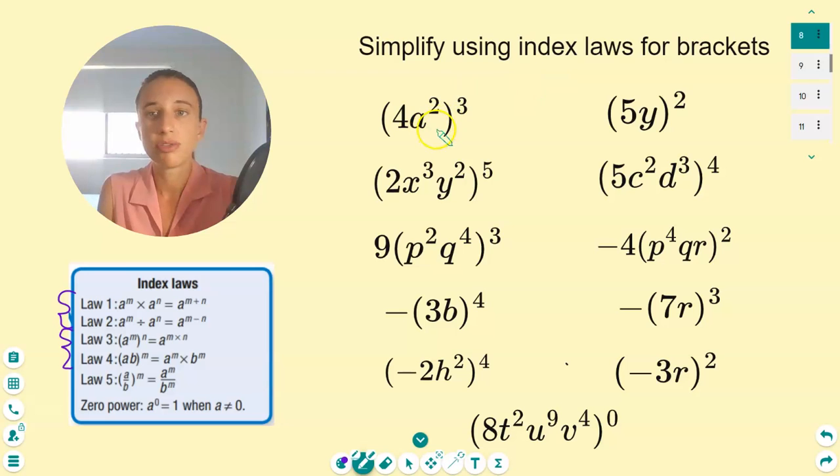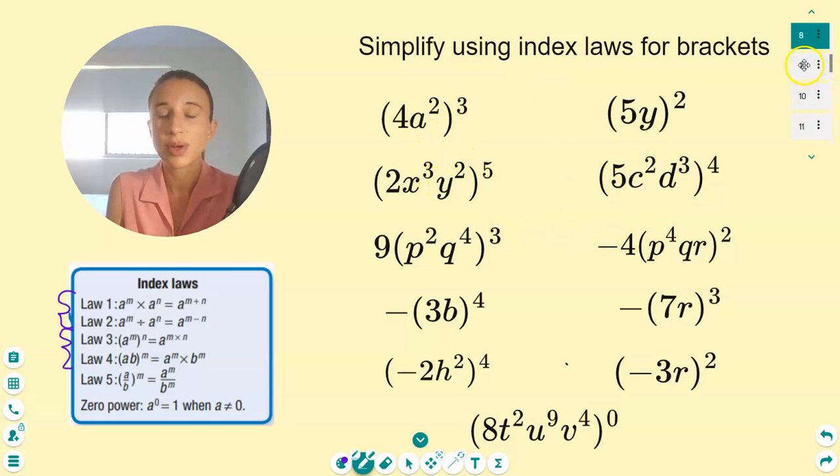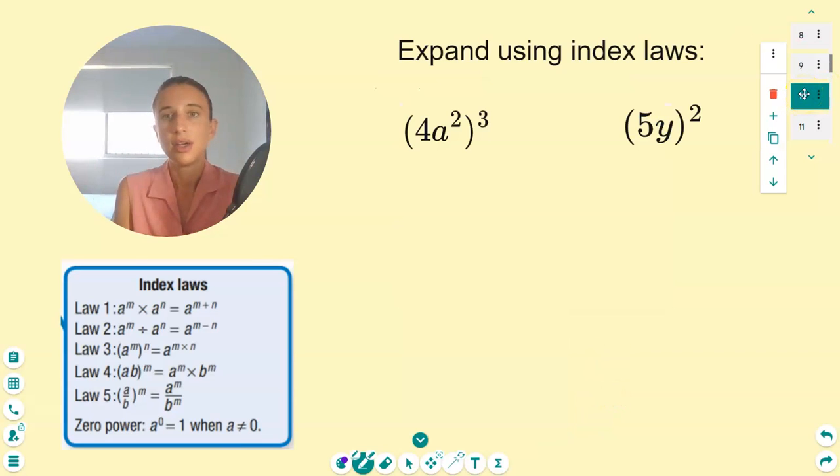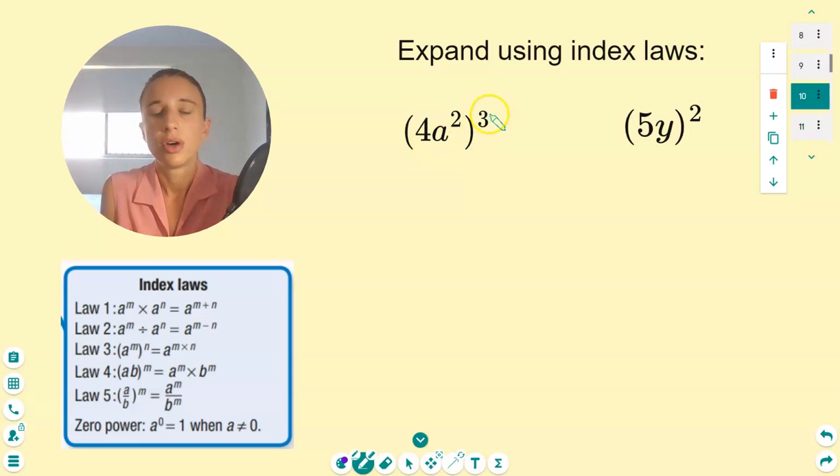So you might want to pause the video and attempt each of these questions and then see what I have to say about it. These are all of the index laws on one page and we're just making our way through in this series. Okay, first question: 4a squared, cubed. When I see this pair of brackets, you need to know that each of the terms in the brackets needs to be raised to that power.